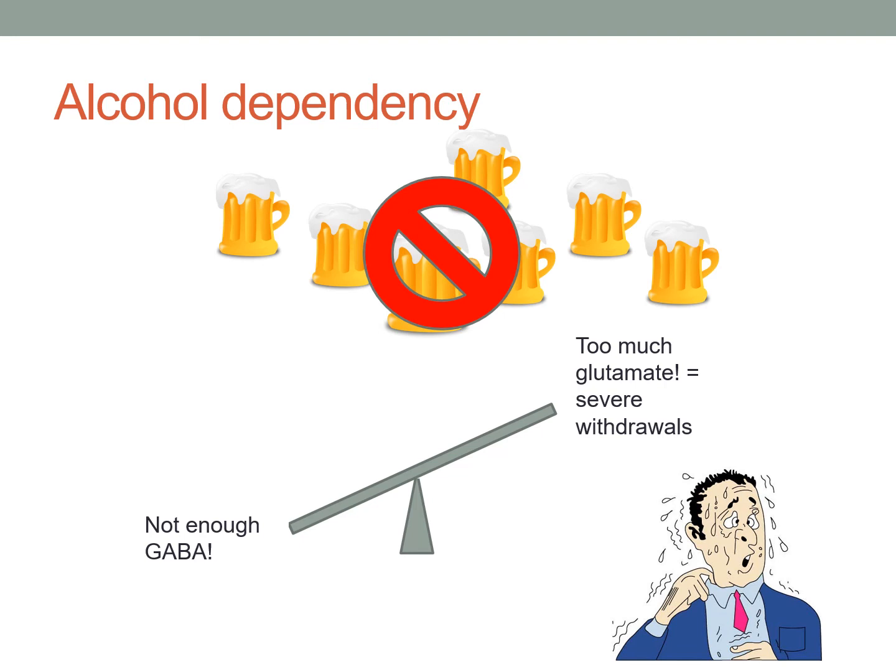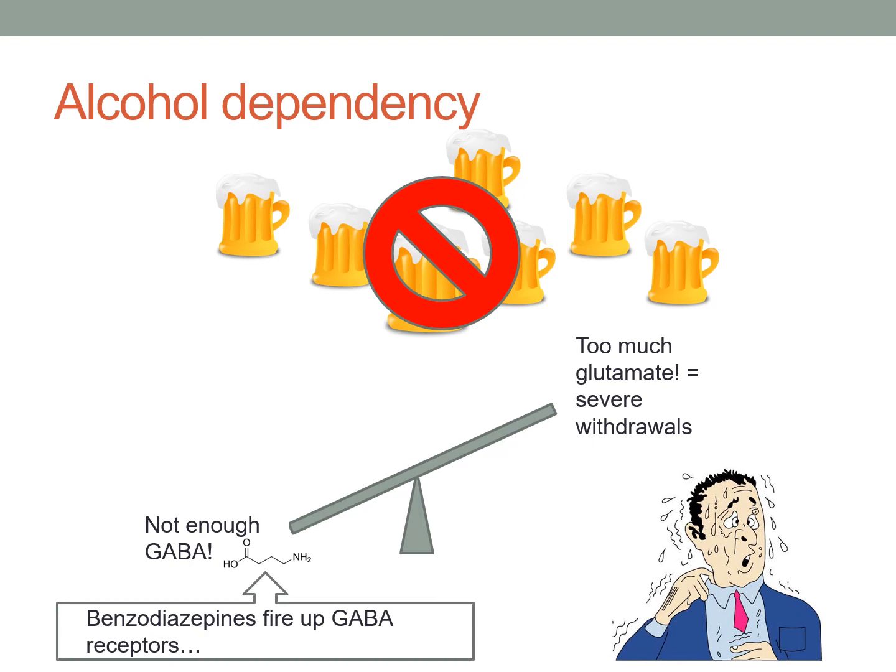The brain enters what is called a state of autonomic overactivity, where the patient is then at risk of delirium and seizures. Dopamine levels also increase, and this leads to hyperaroused autonomic activity and hallucinations. So when we're treating these patients, we often use benzodiazepines, such as chlordiazepoxide, and these fire up GABA receptors in the aim to bring back that state of balance again.